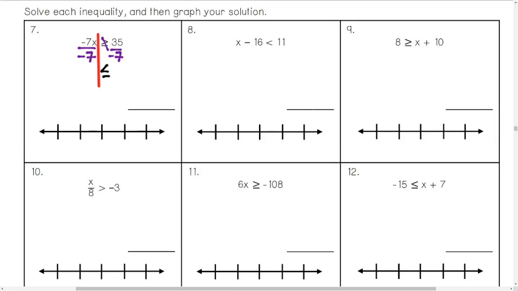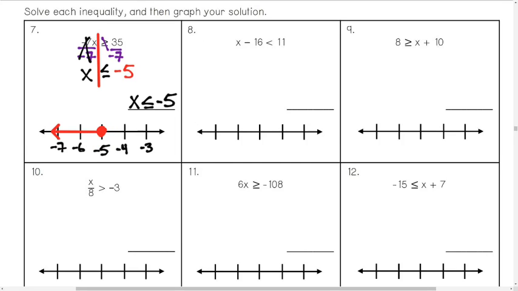The -7's cancel on the left, so I'm left with x is less than or equal to -5 on the right. So I can rewrite that down below, and then from there it would be a closed circle at -5, wherever you put that, and it says these numbers are less than, so it must go to the left.